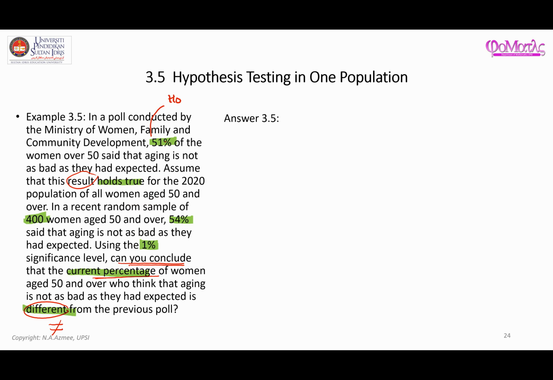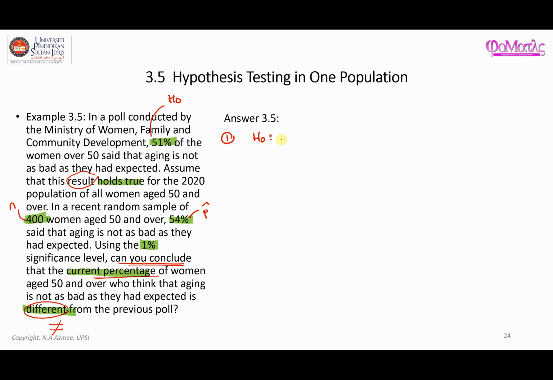In a recent random sample, so this is the sample size, and 54% said that aging is not as bad as they had expected. So this is the p hat. So let's say we apply the traditional approach. We are going to start off with the null hypothesis and the alternative hypothesis.